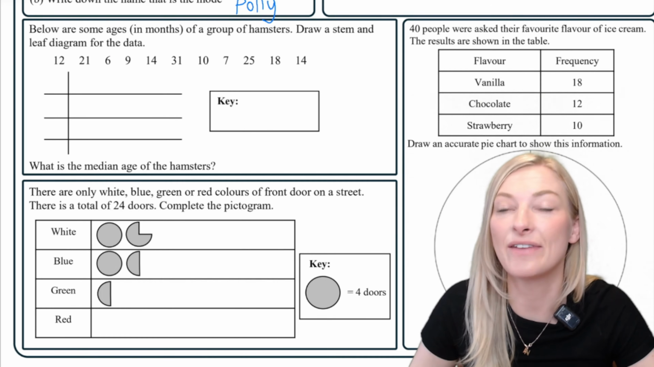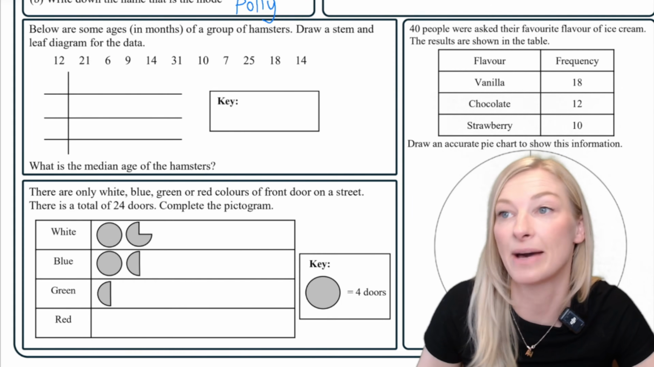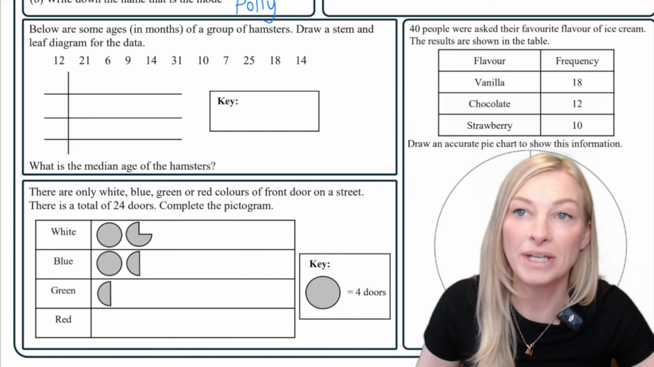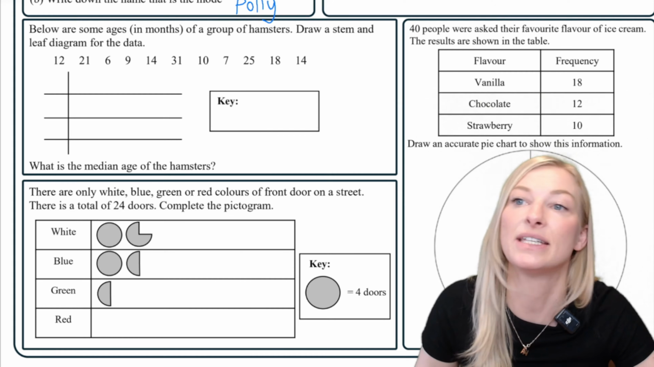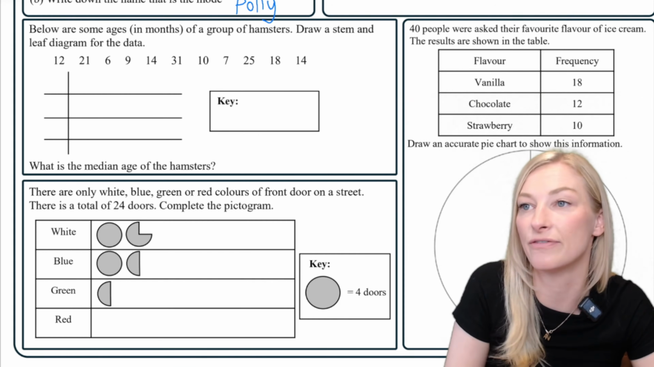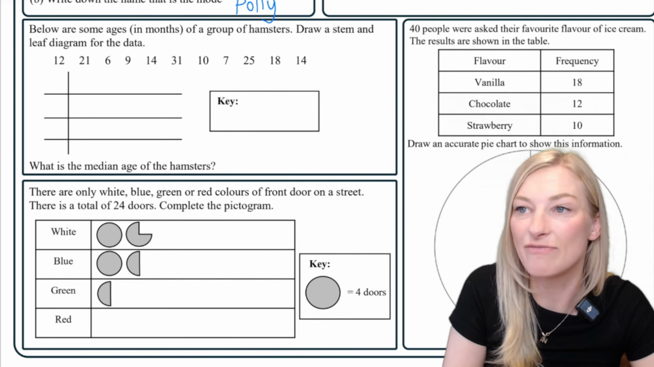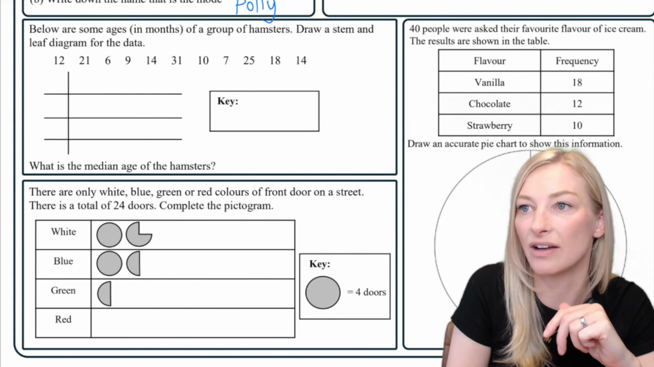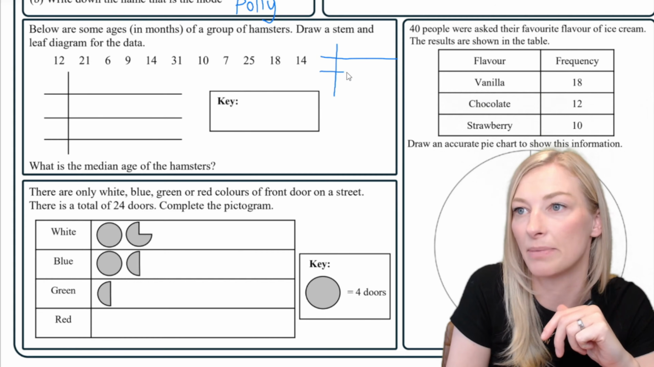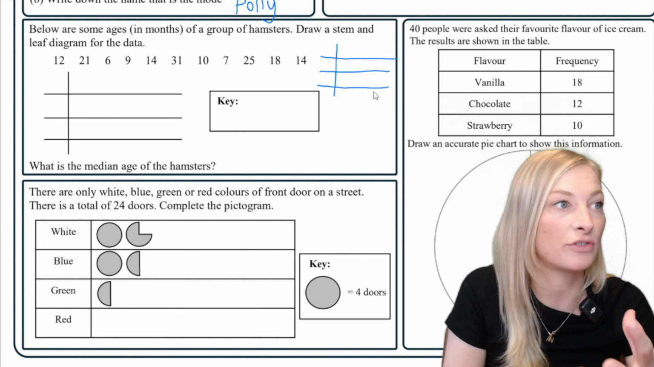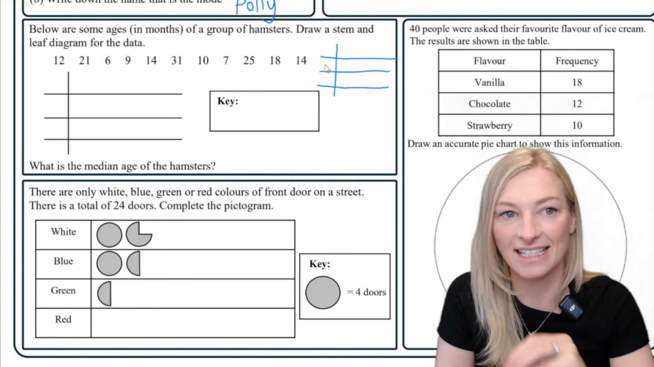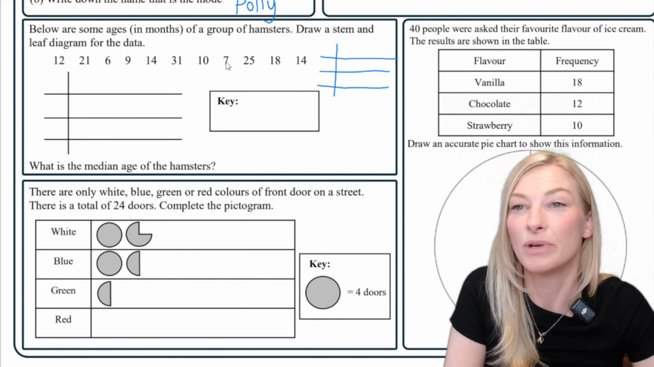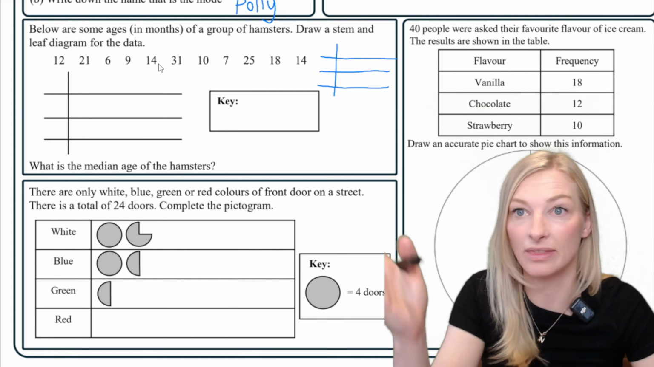Then below we are given the ages in months of a group of hamsters. Draw a stem and leaf diagram for the data. So I've got 12, 21, 6, 9, 14, 31, 10, 7, 25, 18 and 14. Now normally I would leave myself room to do a draft one first. So what I would usually do, and I've not given myself much room, but I'm going to squeeze it in up here, is do a draft one. I'm going to get the data in a stem and leaf diagram, but not necessarily in the right order yet. I just find this easier because it's hard to get the order when they're all random like this.